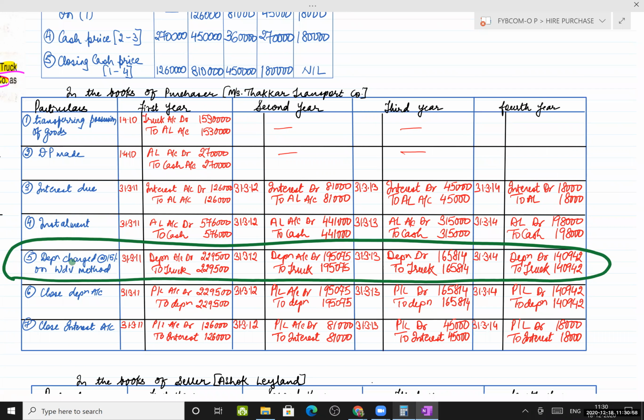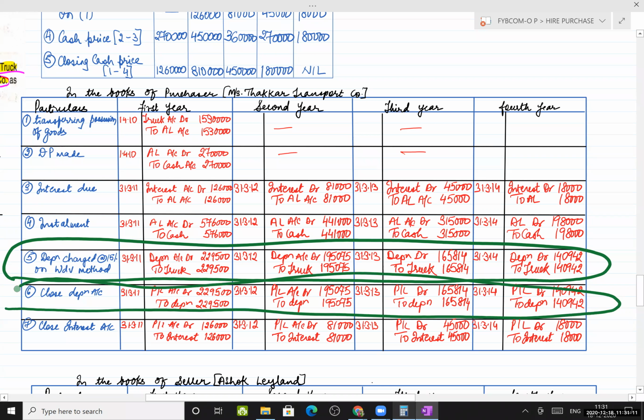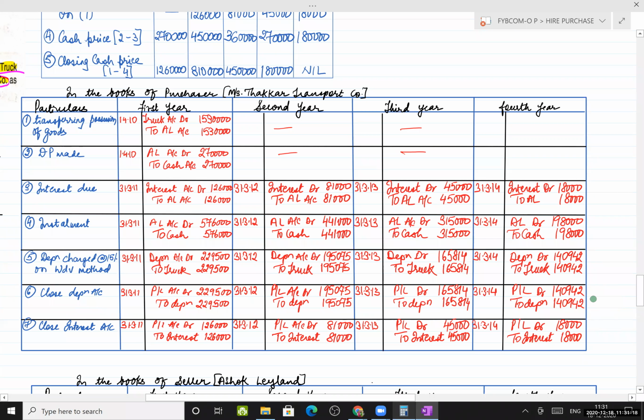Once you charge depreciation, you all know we have to close depreciation. Depreciation is closed how? By transferring it to P&L. So that's your next step. Here also it's the same thing, the journal entry is same, the date and amount will keep changing. Third step, interest due, so we have to close it, close interest. Again, the dates will change and amounts you can copy.